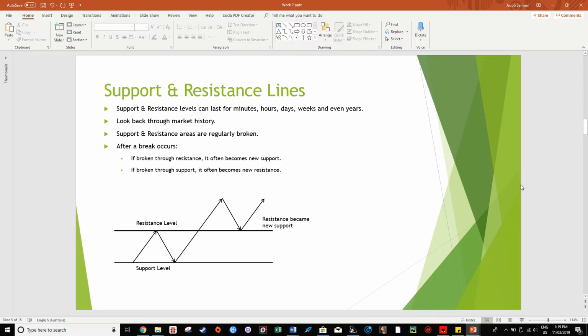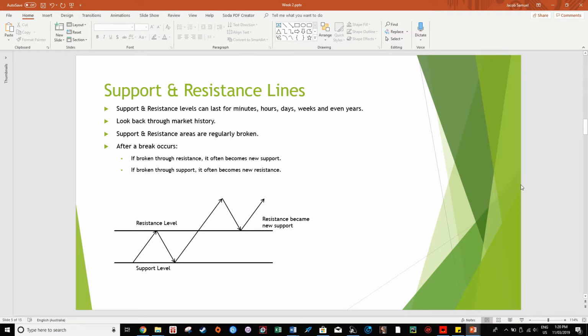This tube is what we refer to as a channel. Support level comes back up, then here we broke above this resistance level. Now this resistance level becomes the new support level. Does that make sense? Once a support level is broken, it becomes what? New resistance. If we break support, it becomes new resistance. If you break resistance, it becomes new support.